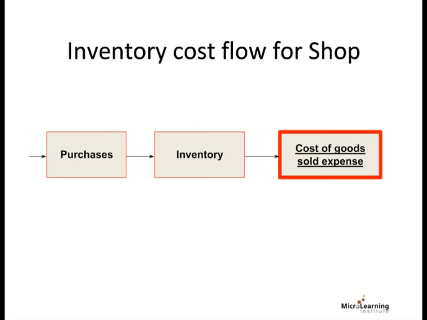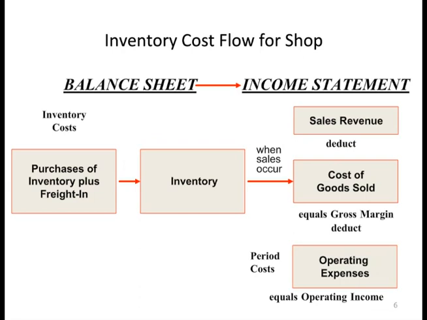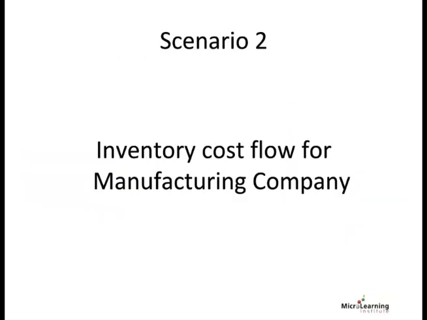When the inventory is sold to a customer, the value of the inventory sold is recognized as a cost of goods sold expense in the profit and loss statement. In the income statement, the cost of goods sold is deducted from the revenue earned to give the gross margin. Operating costs are then deducted from gross margin to give operating income. Scenario 1 related to a typical shop.